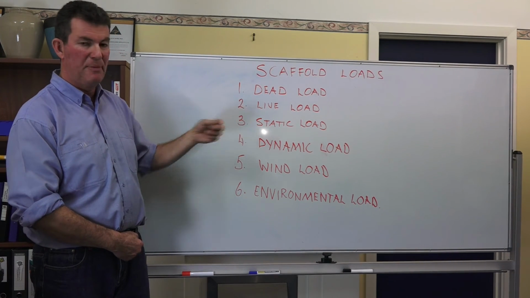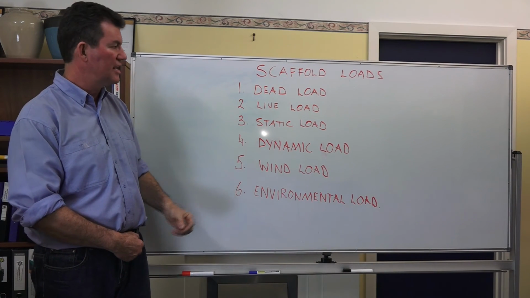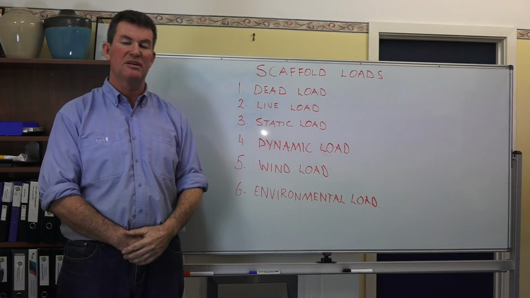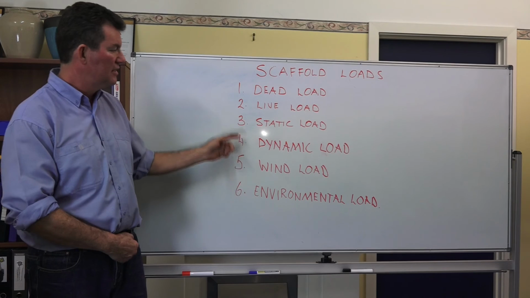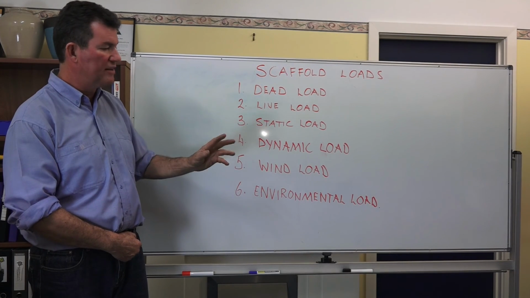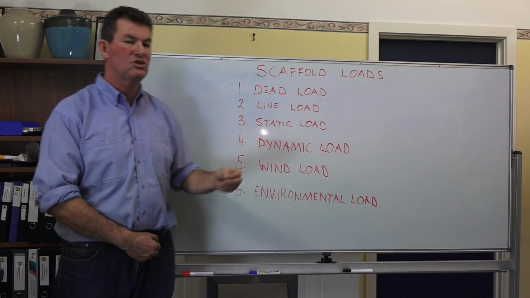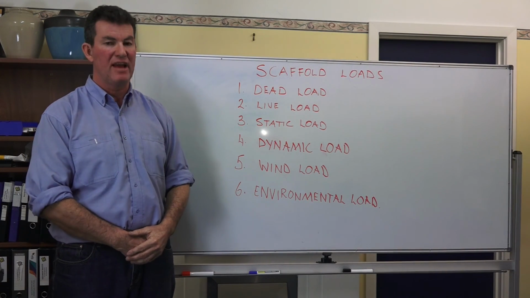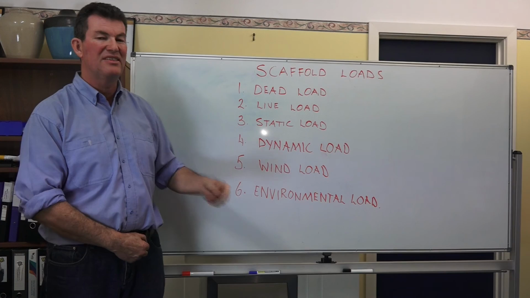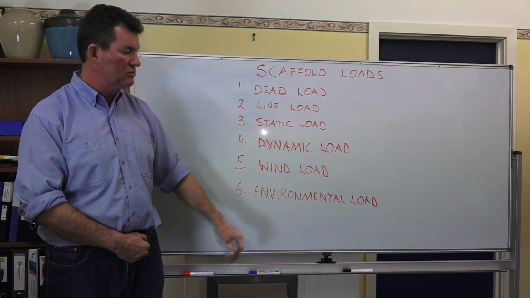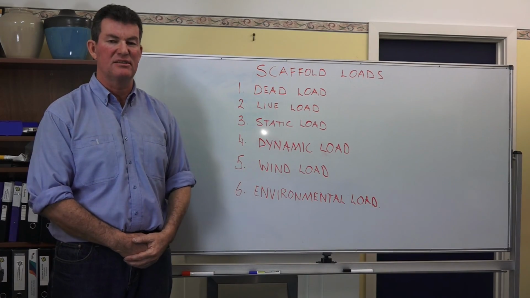Dead load, part weight of the components being transferred down the standard. A live load, the distribution of the weight of persons and materials on the scaffold. Static load, total weight of the scaffold and how it's transferred to the ground. Dynamic load, forces on the scaffold by persons moving around on the scaffold. Wind load, the effect or the force of the wind against the scaffold. And the environmental load, the weight of environmental factors, snow, ice.